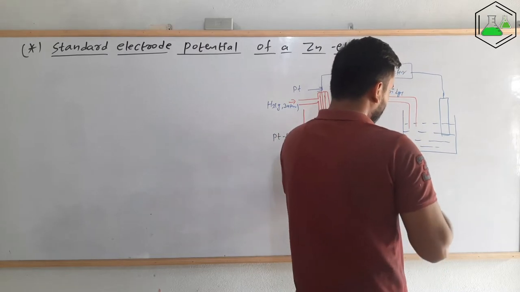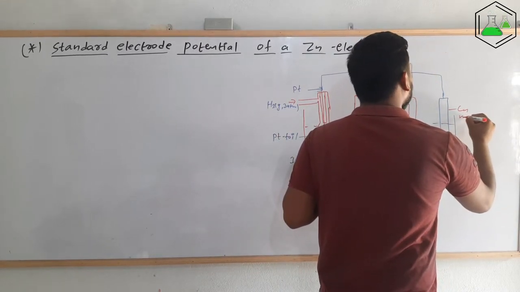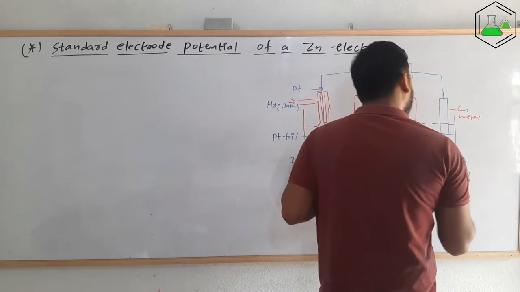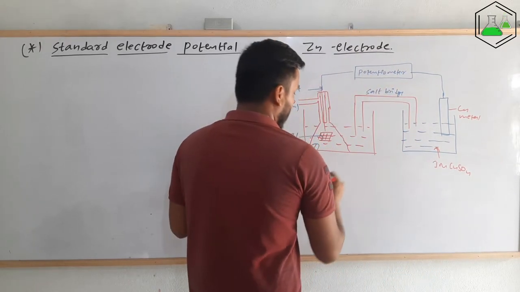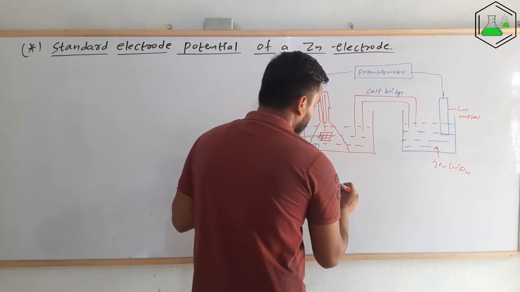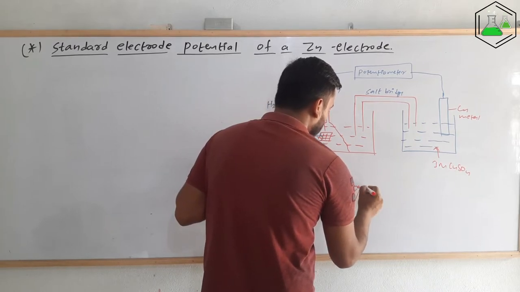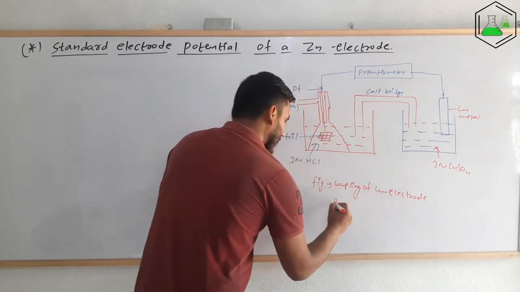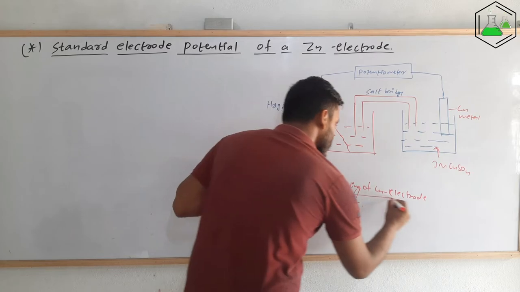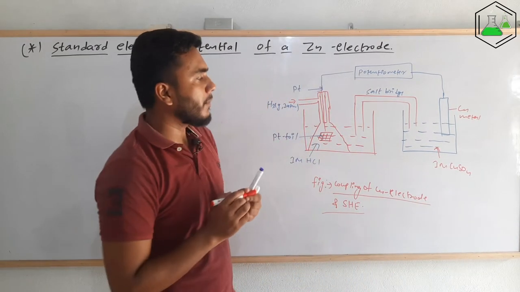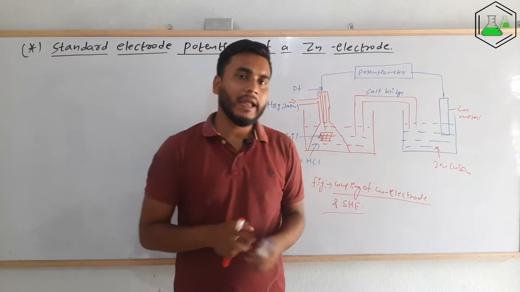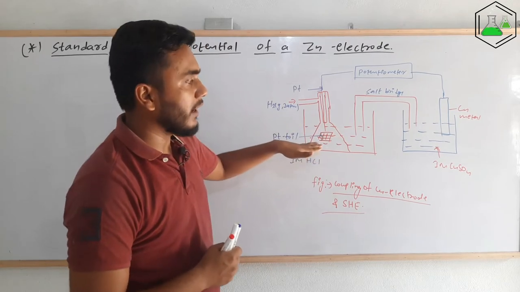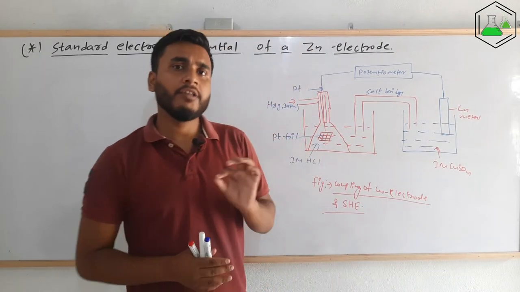Similarly, in the right side, this is copper metal. This is 1 M copper sulfate solution, and this figure is the coupling of copper electrode and standard hydrogen electrode. So this is the complete diagram of the coupling of standard hydrogen electrode and the copper electrode. Here what do we see? There is the standard hydrogen electrode in the left side and the copper electrode in the right side. There is a reason for that.